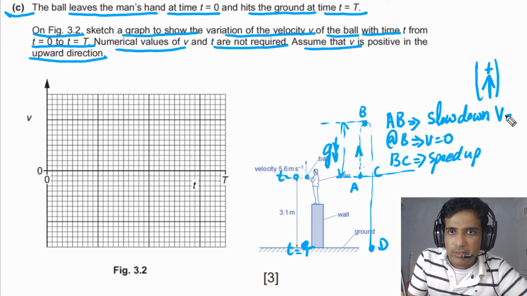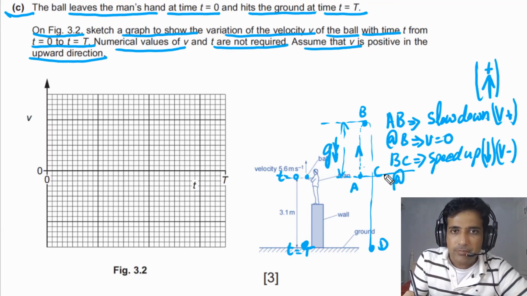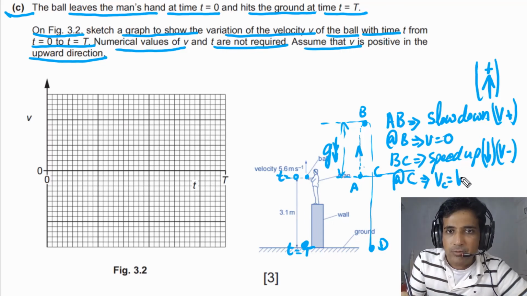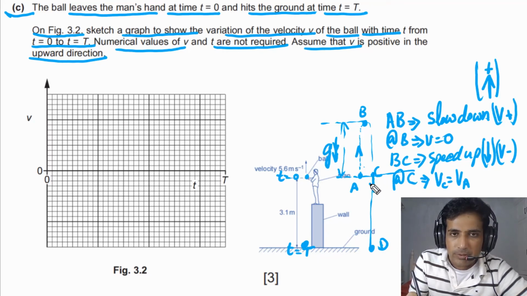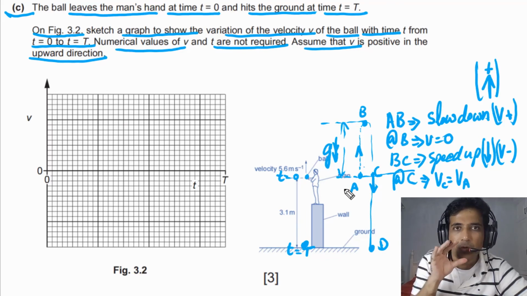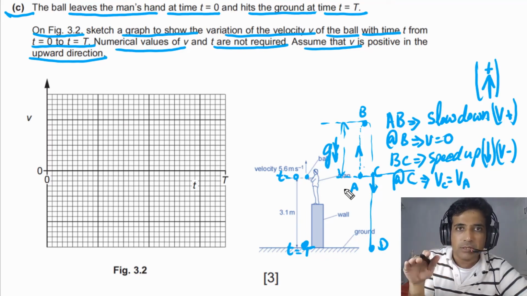So V here is positive, V here is 0, and V here, when the ball is moving down, is negative. At point C, the magnitude of the velocity VC will be equal to VA. At this point velocity is vertically upwards, but when the ball is here, velocity will be downward, but the magnitude of velocity will be the same because it is the same height.